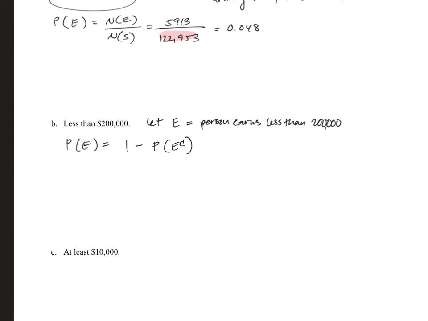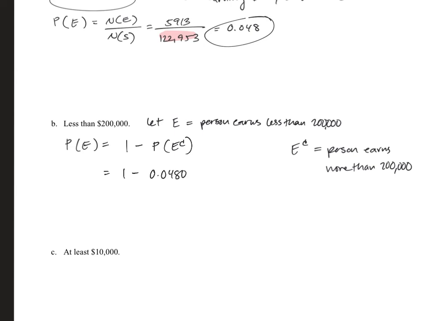So what is E complement? E complement is person earns more than $200,000. And we found that probability. That one was right up here. So we have 1 minus the complement. And we can get our probability of 0.952.